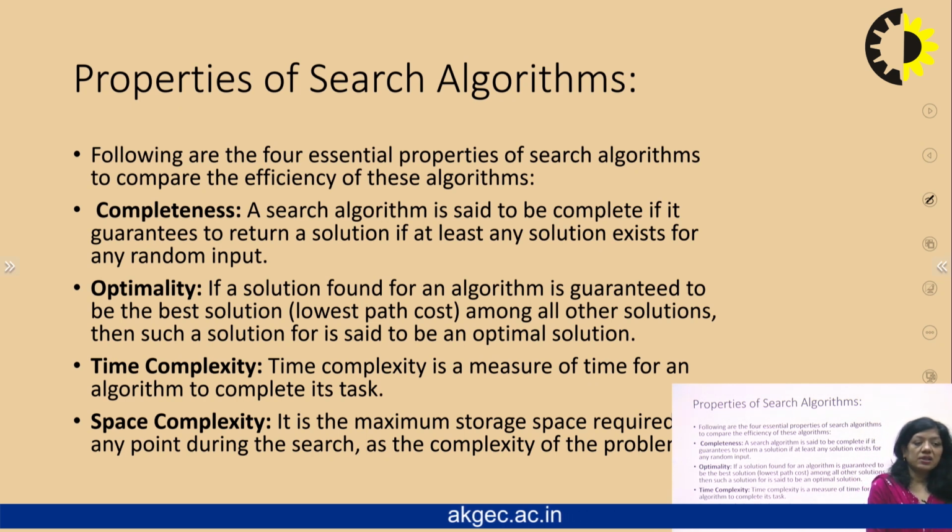Time complexity is a measure of time for an algorithm to complete its task. And space complexity is the maximum storage space required at any point during the search, as the complexity of the problem.